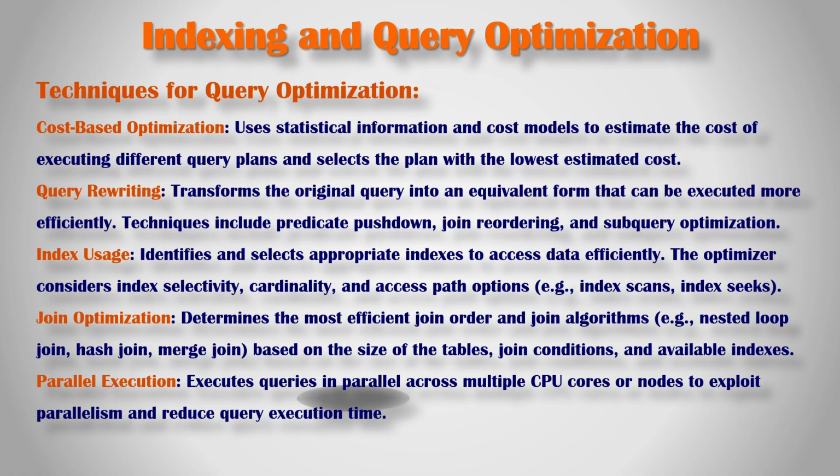For example, index scans, index seeks. Join optimization determines the most efficient join order and join algorithms, for example, nested loop join, hash join, merge join, based on the size of the tables, join conditions, and available indexes. Parallel execution executes queries in parallel across multiple CPU cores or nodes to exploit parallelism and reduce query execution time.